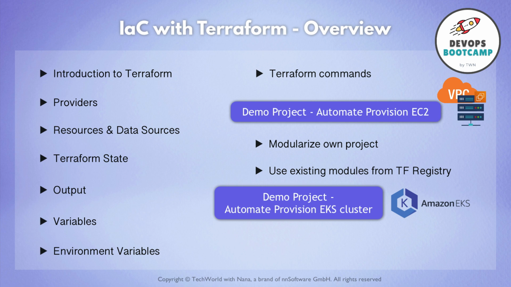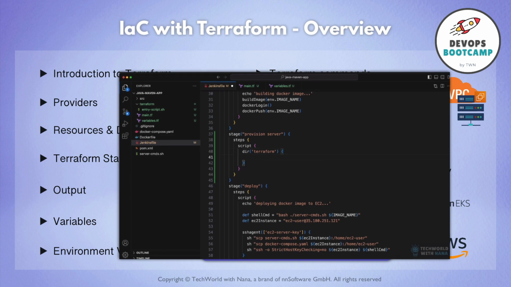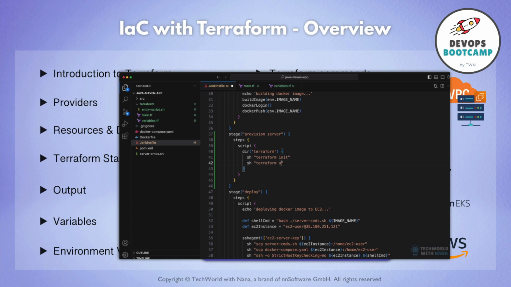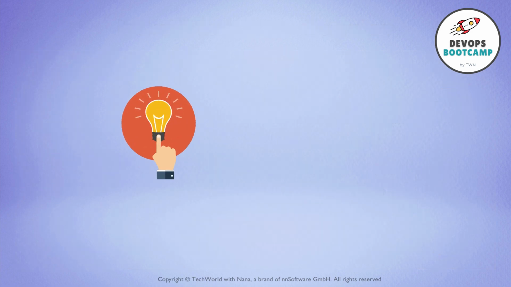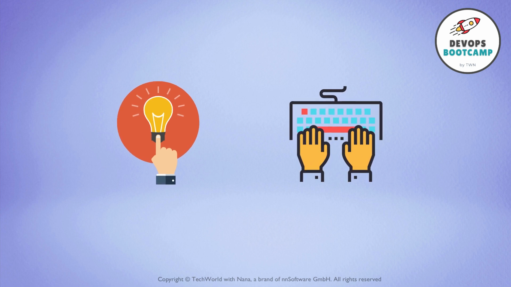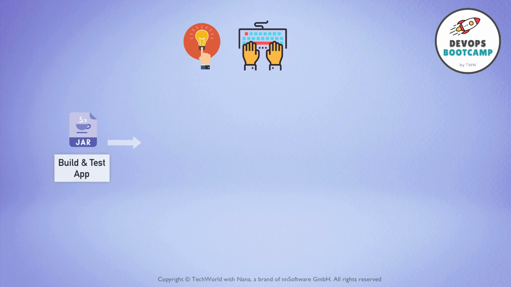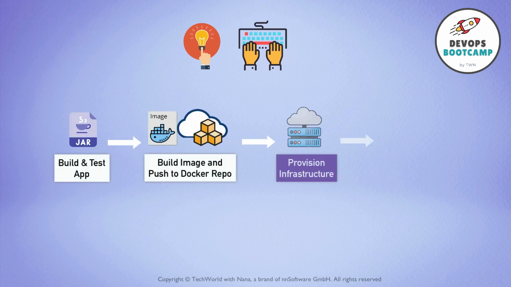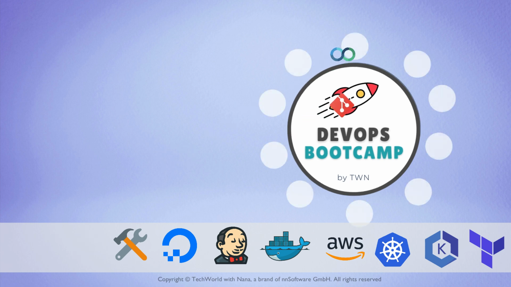Once you have learned that, we will finally integrate Terraform in our Jenkins CI/CD pipeline to automate provisioning infrastructure on AWS before deploying the newly built application on it. Now, with this knowledge and hands-on experience, you will be ready to take on tasks to completely automate the process of provisioning or creating infrastructure and then deploying newly built, tested applications on it using an array of DevOps tools.